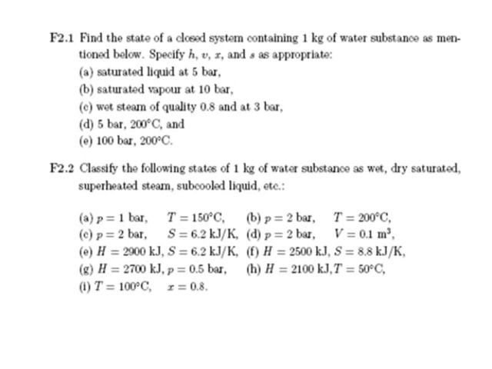Now let us come to F2.2. With our understanding of the dryness fraction, you can tackle F2.1 part C, wet steam of quality. The only thing one has to remember is that quality is another name for dryness fraction, that is it.